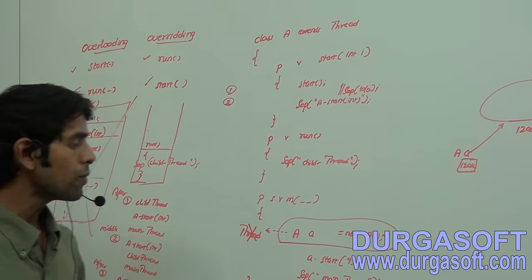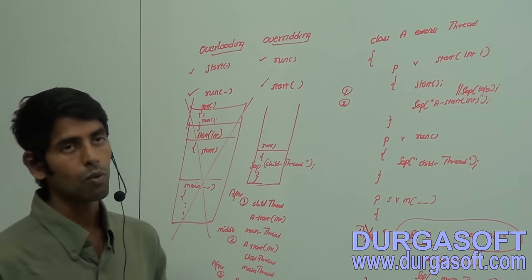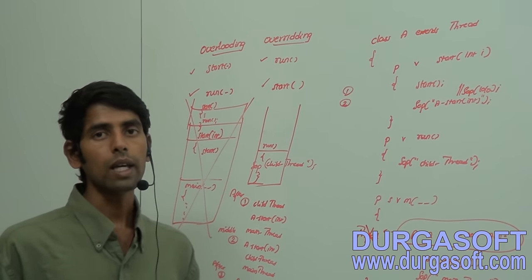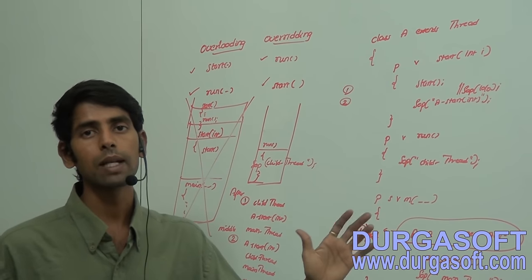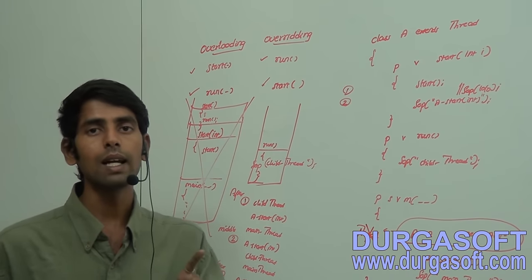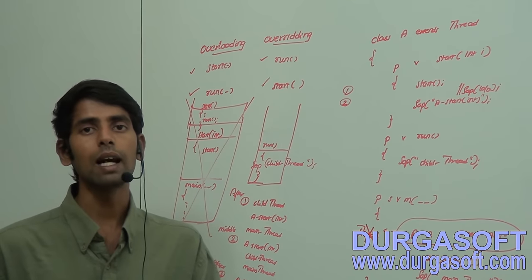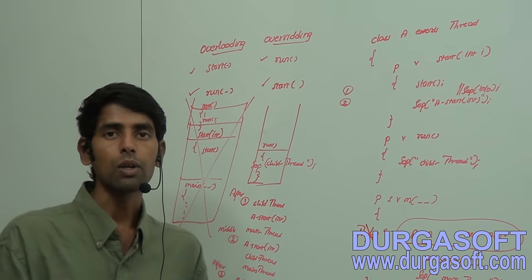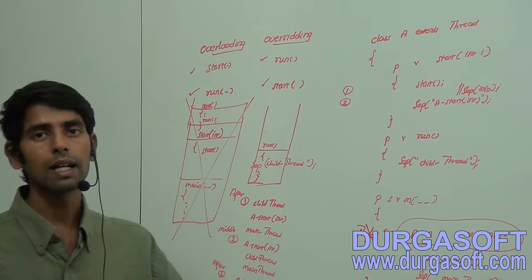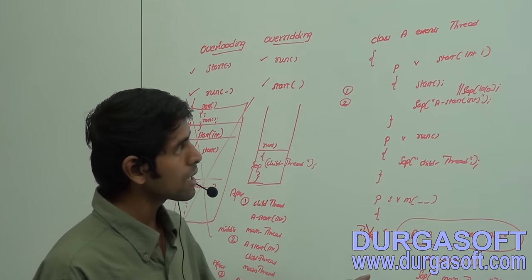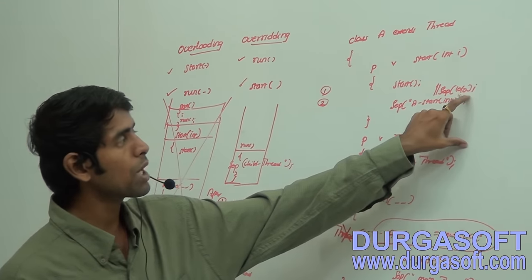Now, if I start the same thread once again, what are we going to get? It is going to give one runtime exception, which is called IllegalThreadStateException. Meaning that the thread has been started already, you cannot start that one. It's very, very important. We are going to get that type of exception. I'm sorry, I didn't execute this one, that is SOP of 10/0.